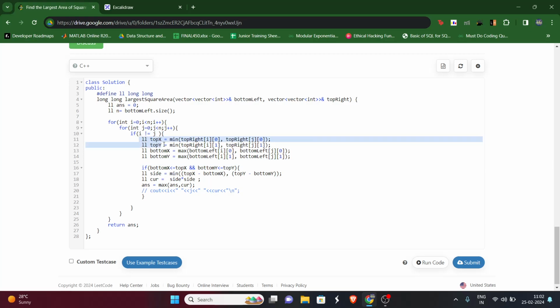Now, as discussed, we are taking the minimum of the top right coordinates, similarly the maximum of the bottom left coordinates, and we are checking if bottom x is less than or equal to top x and bottom y is less than or equal to top y. Then what will be the side value? The side will be the minimum of the difference between the x coordinates or the difference between the y coordinates. Whatever the minimum of them is will be the side, and the current area of that particular intersection square will be nothing but the side squared. Now we will maximize our answer, and finally we will return it.